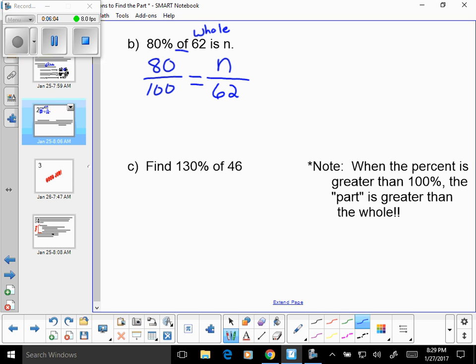Now personally, I like to reduce. I think it keeps your numbers smaller. You know the fraction for 80% if you've got your flashcard sheets. Otherwise, you can certainly reduce to get 4 over 5. The nice thing about reducing again is your numbers are a whole lot smaller. Cross product. 5 times n is 5n. 4 times 62. 4 times 2 is 8. 4 times 6 is 24. Now you have a one-step equation like we've been working with for quite a few years.